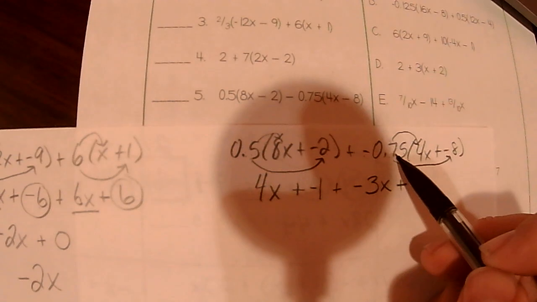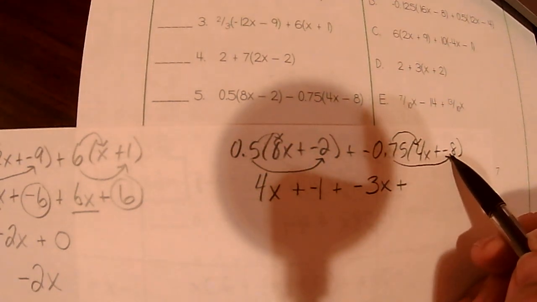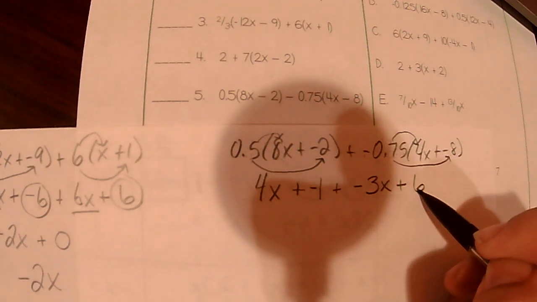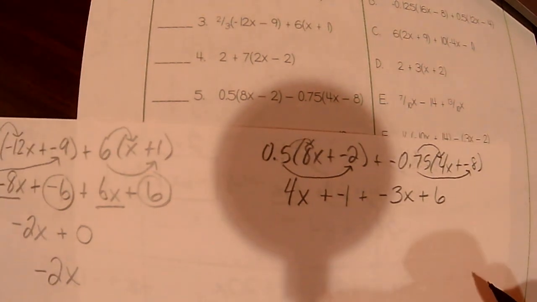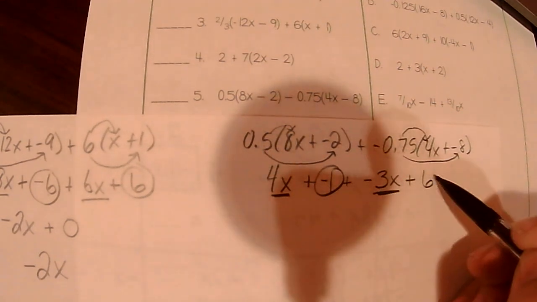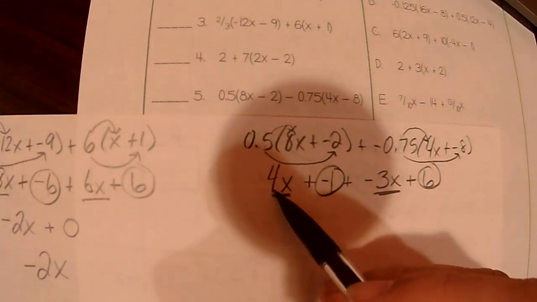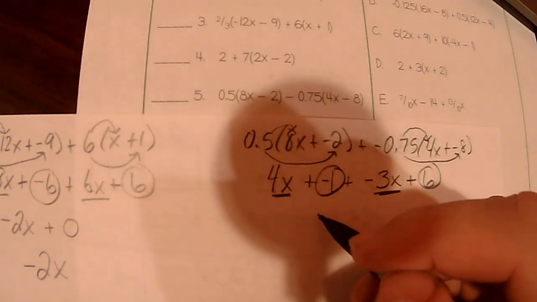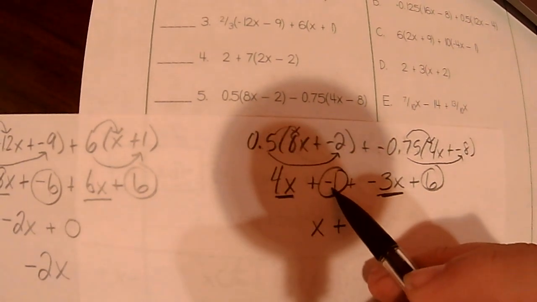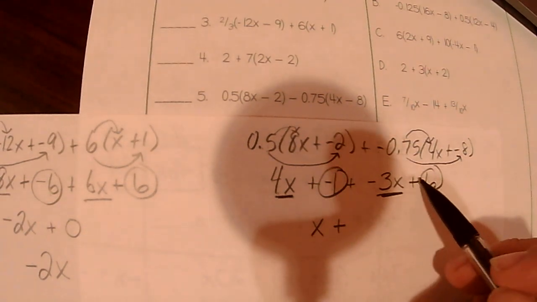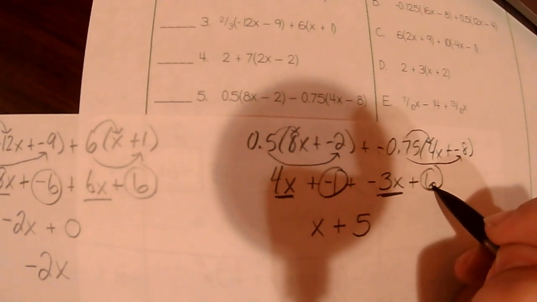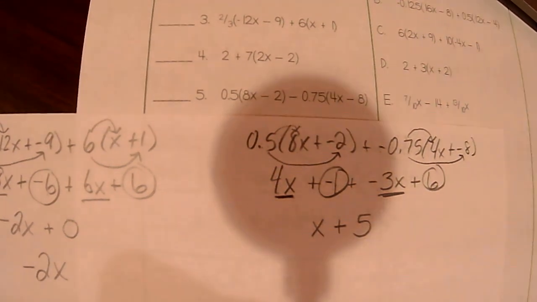And again, forget the decimal. 75 times 8 is going to be 600. But with 2 decimal places, that turns into a 6. And with our like terms, I have 4x plus negative 3x, which is 1x, which is just x, plus negative 1 plus 6. Subtract the 2, 6 minus 1 gives me 5. And since 6 is bigger, we have a positive answer.